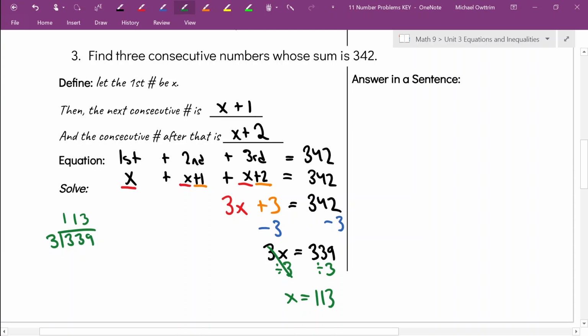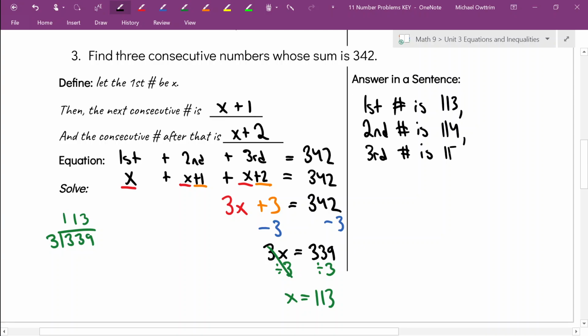To finish up, we're going to say that that's our first number. So the first number is 113. 1 more than that will be the second number, which is 114. And our third number is 1 more than that, which is 115.